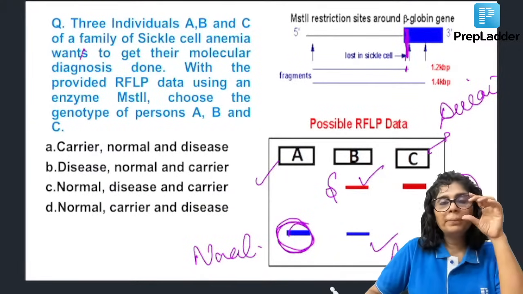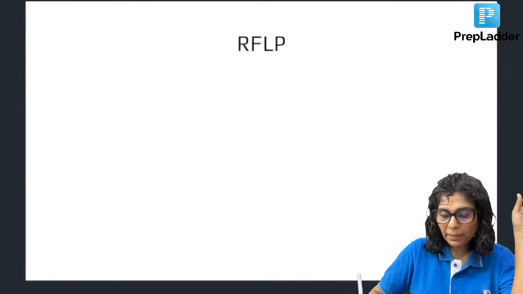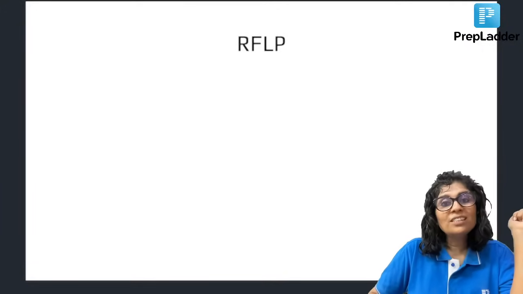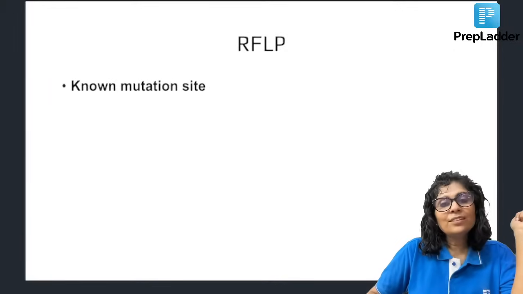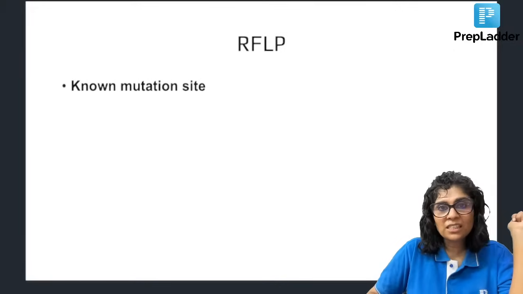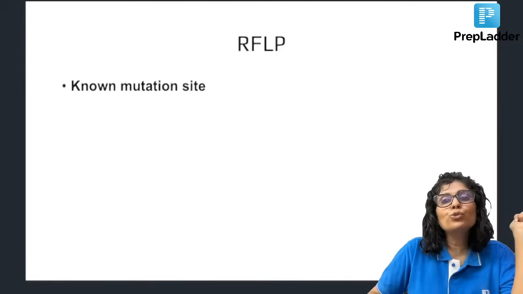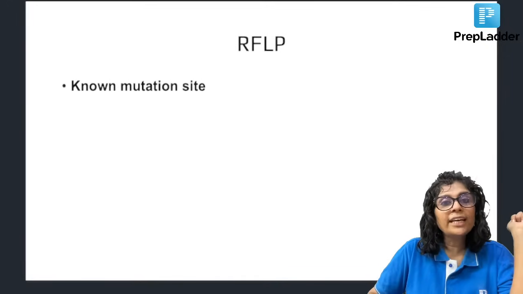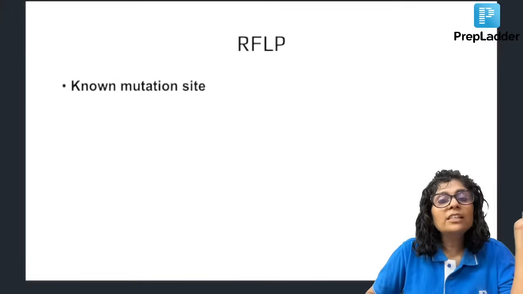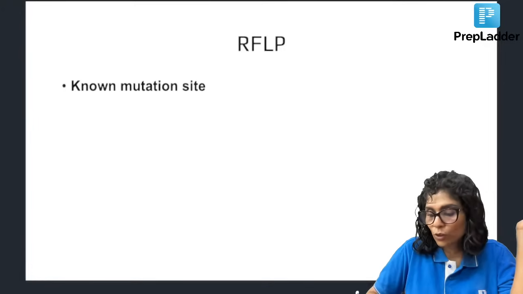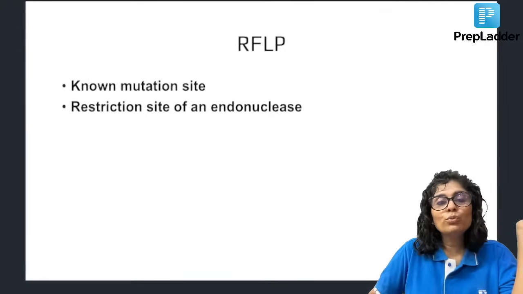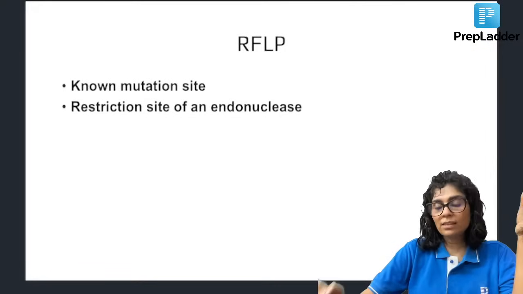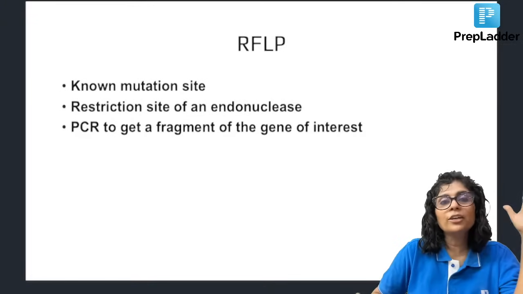So let me tell you a bit about RFLP. RFLP is restriction fragment length polymorphism, which uses restriction enzymes. And these restriction enzymes cut at specific sites. So RFLP can be used to detect known mutation sites, provided these mutation sites are restriction sites of an enzyme. Now, depending upon whether it is cut or uncut, you will be able to make a diagnosis.